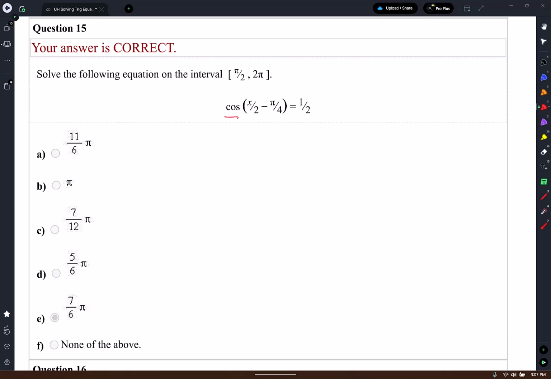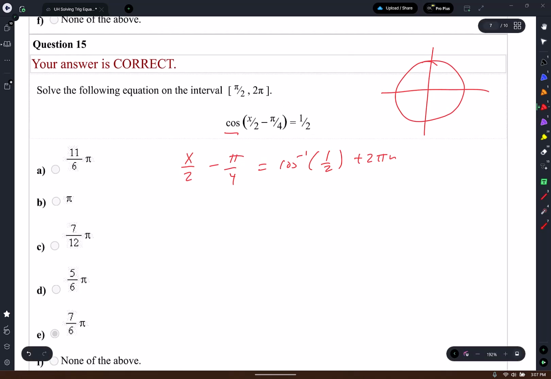Again. Well, this is actually similar to the last one. Do you guys want me to do this one, or should we skip it? Do it? Okay, do it. All right. x over 2 minus pi over 4 equals arc cosine of 1/2 plus 2 pi n. This is just similar like the last one. Here's my unit circle.